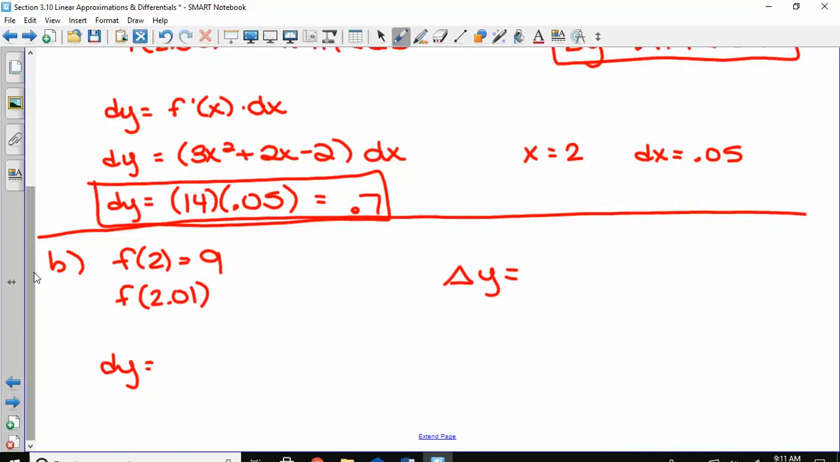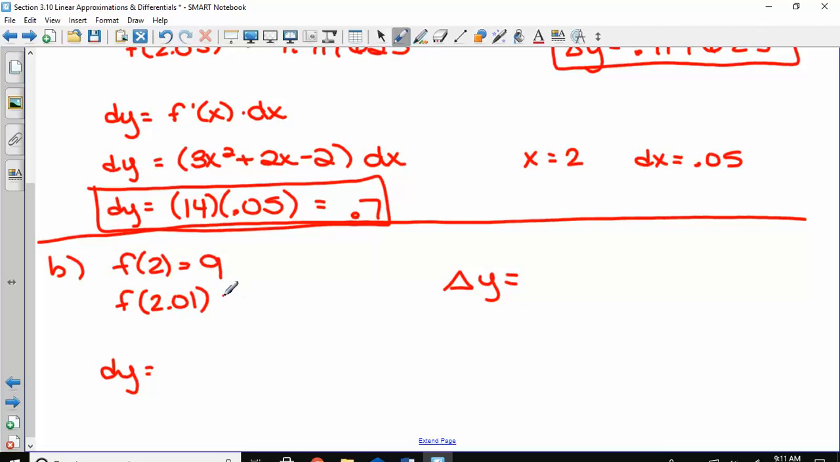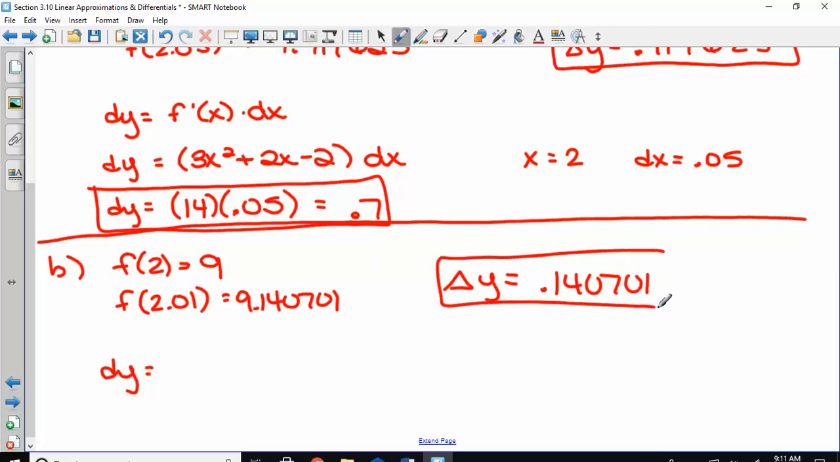So to actually find a change in y, you have to plug in 2 and 2.01. We already put in 2 and got 9. When you put in 2.01, what did you get? So change in y, you subtract those and you get 0.140701. So the actual increase in y is that. dy is like approximating that increase.